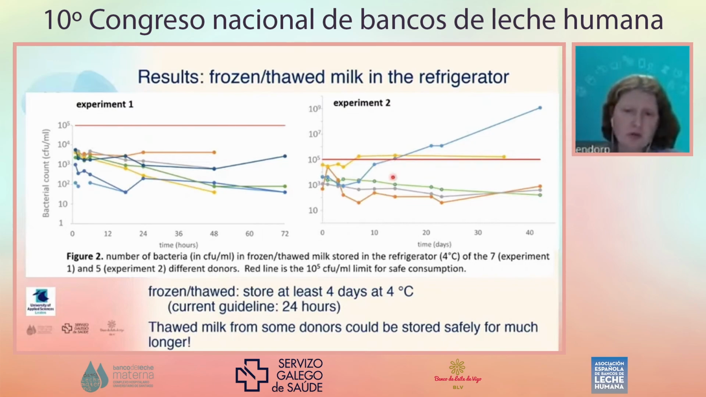But for some donors, you can keep even thawed milk for a long time in the refrigerator. So what I'm trying to say here is that I'm repeating this kind of research, and I'm planning to publish it, because I think maybe the current guidelines are a bit too strict. And this is for, of course, healthy mothers with healthy full-term babies.